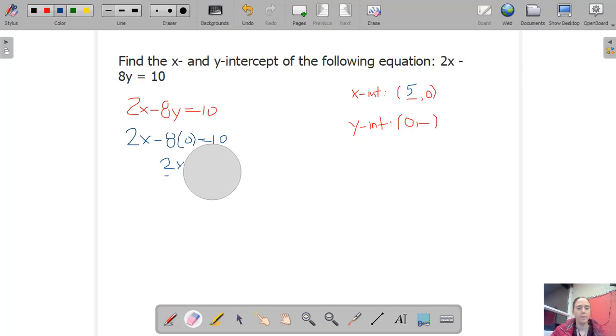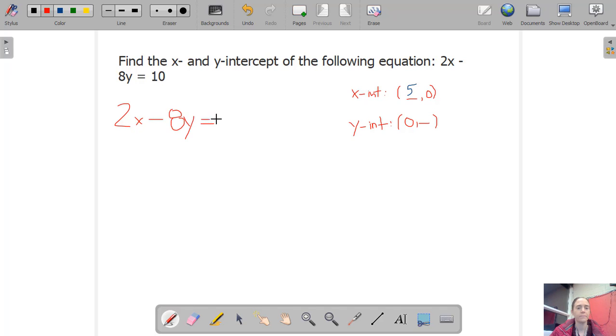Okay, so then, whoops, I guess I'll erase the whole thing. Then, get my equation back on there. If I have, for my y-intercept, I have to find where x equals 0. So I'm going to put a 0 in place of x, right there, and then minus 8y equals 10. So 2 times 0 is 0.